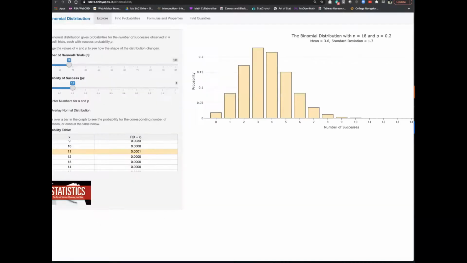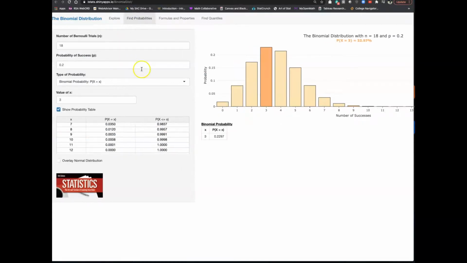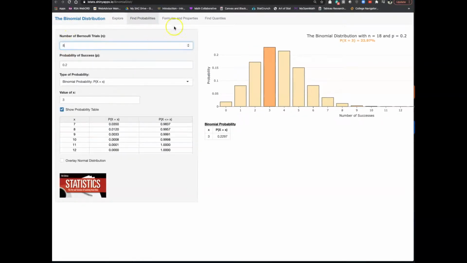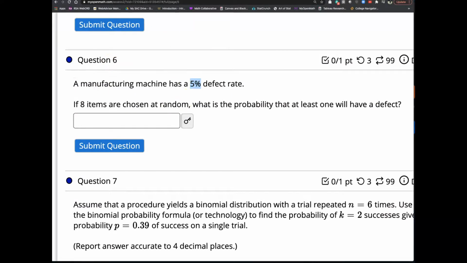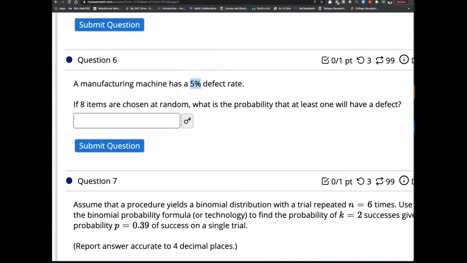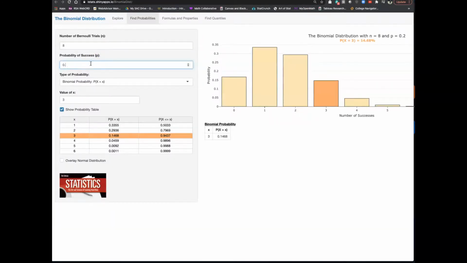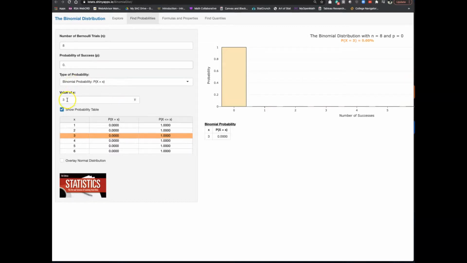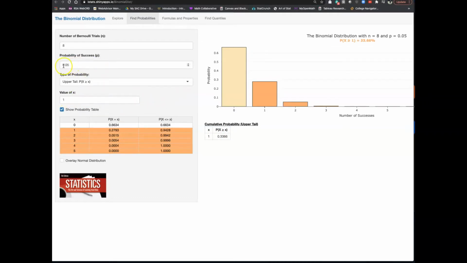That would lead us to finding probabilities. We are examining 8 items, and the probability that 1 is defective is 5%. The probability that at least one is defective is greater than or equal to 1. And then there's your calculation. Oops, I forgot to put in the probability, which is 0.05. There we go. Make sure that gets in there, because you can't calculate without it.